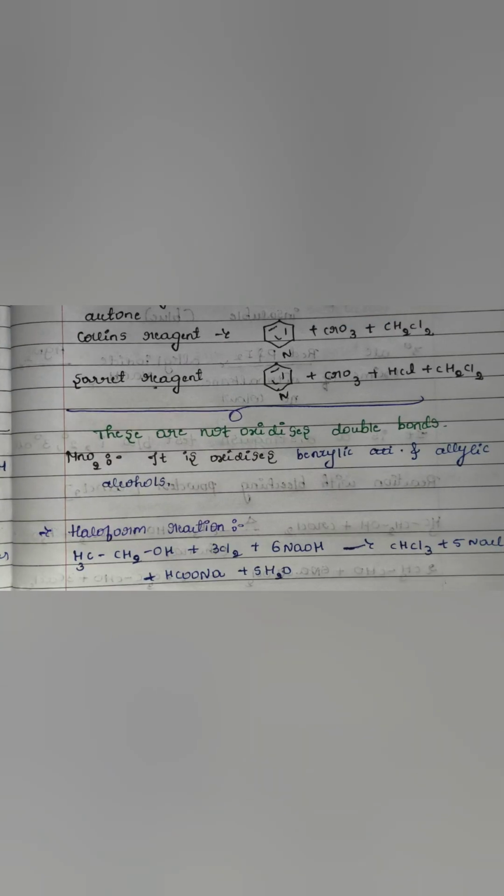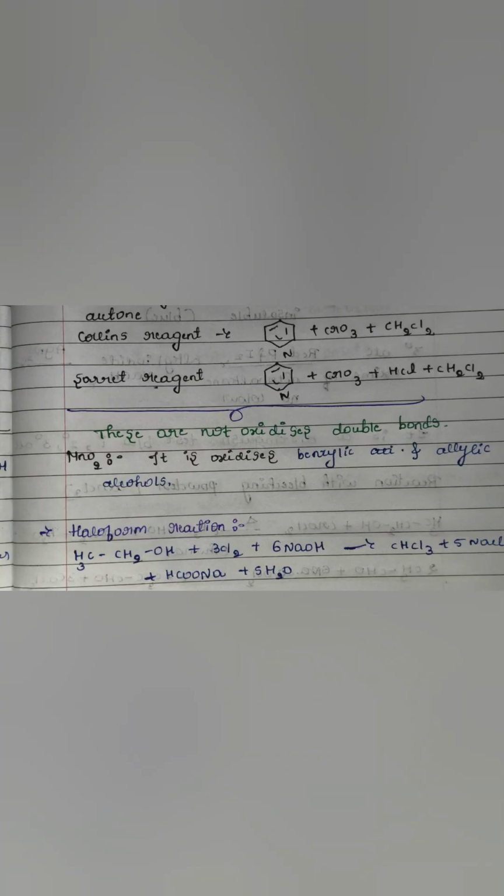Mild oxidizing agents are PCC, meaning pyridinium chlorochromate, Jones reagent, chromic acid in acetone, Collins reagent, pyridine and chromic oxide in CH2Cl2, and Sarett reagent. These are all called mild oxidizing agents; they do not oxidize double bonds, but oxidize only primary alcohol into aldehyde and secondary alcohol into ketone.